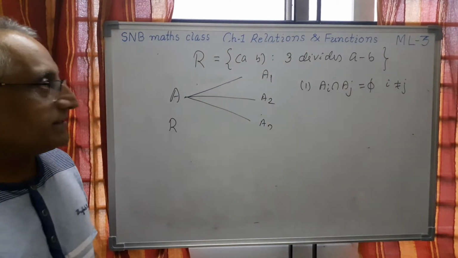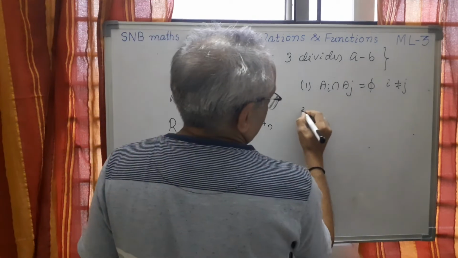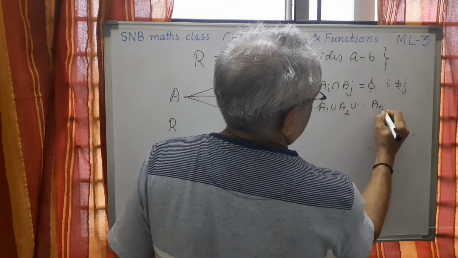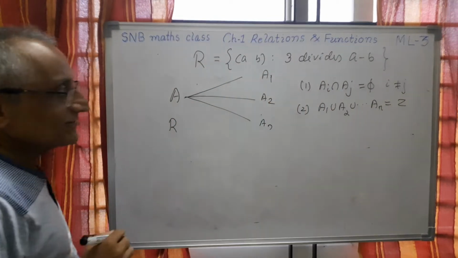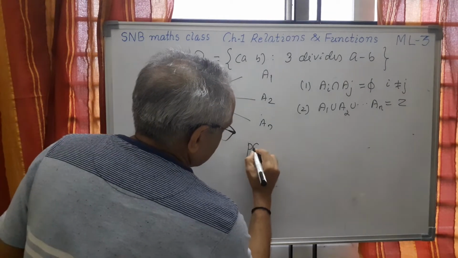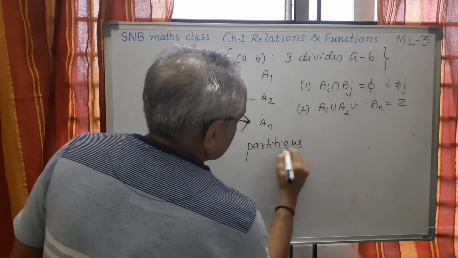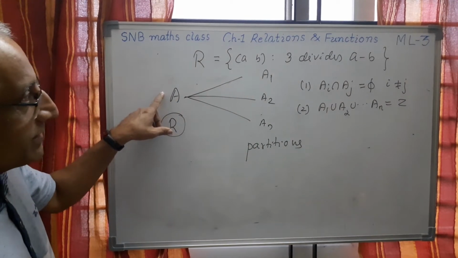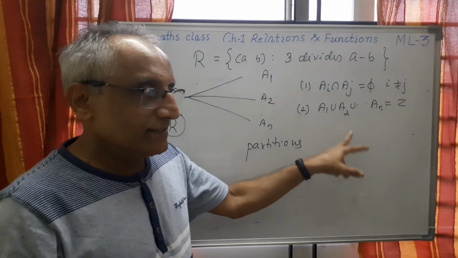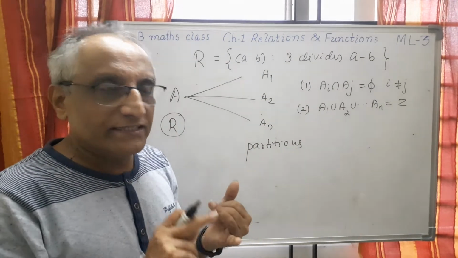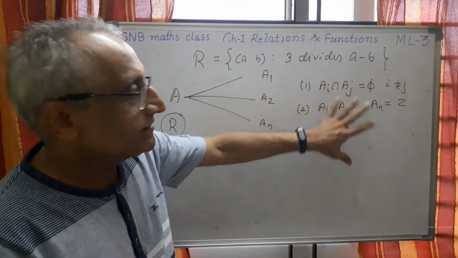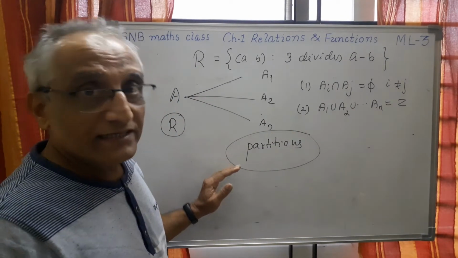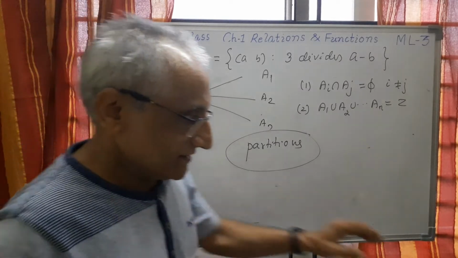condition. Mutually disjoint subsets. Second one is A1 union A2 union etc. AN. This is Z. This is called, actually we are using a word, partitions. Partitions means actually the equivalence relation partitions the set A into this A1, A2, A3 etc. AN, which are mutually disjoint, and when you take the union it becomes Z. So that is called partition, and this is one of the important properties of equivalence relation.